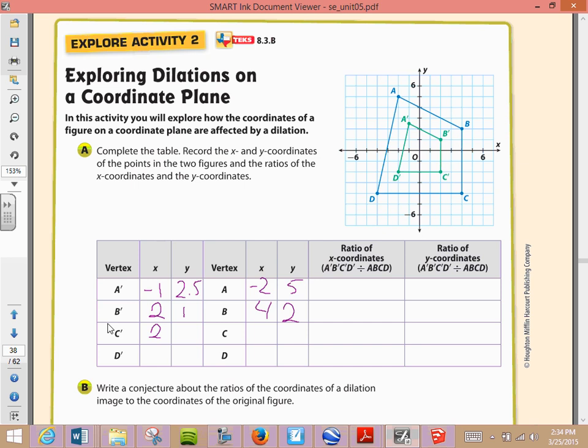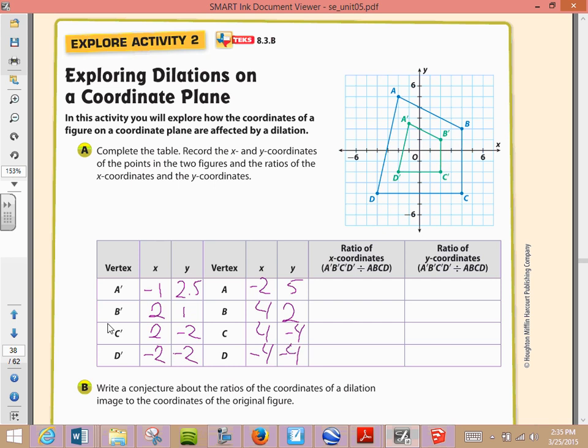Now what about C? 2 and negative 2, yes. And what about C, not prime C? 4 and negative 4. What about D? Oh, D prime, yeah, sorry. Negative 2 and negative 2? And what is D? And negative 4, right?